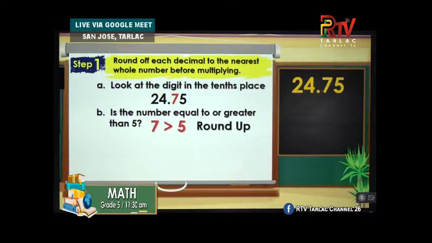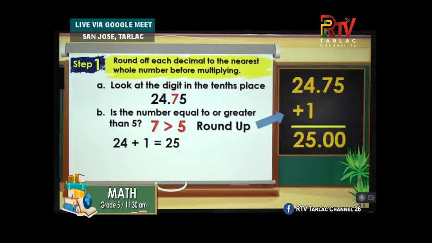That's right. It is greater than 5. So, let's round up to the nearest whole number by adding 1 to the rounding digit. That becomes 24 plus 1 is equal to 25. And lastly, drop all the digits after the digit of the rounding place. Therefore, 24.75 is estimated to 25.